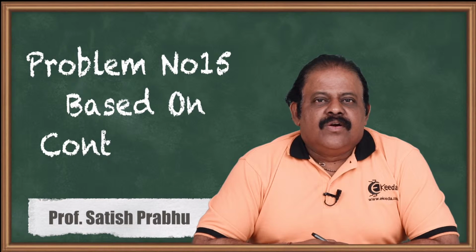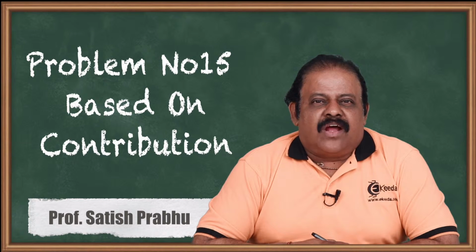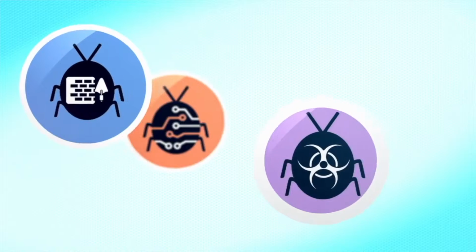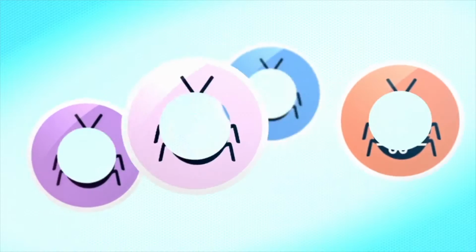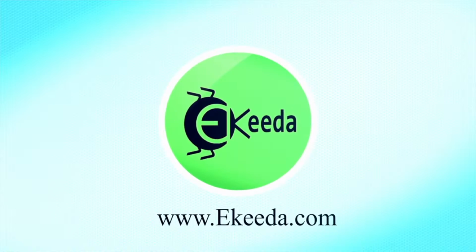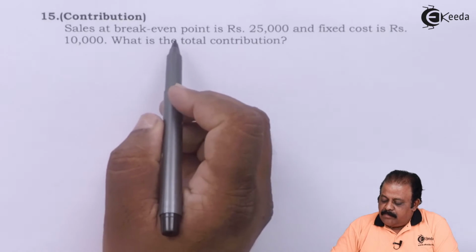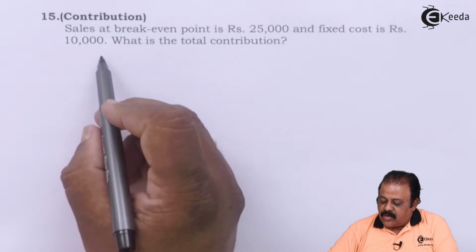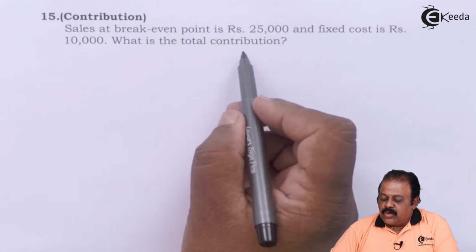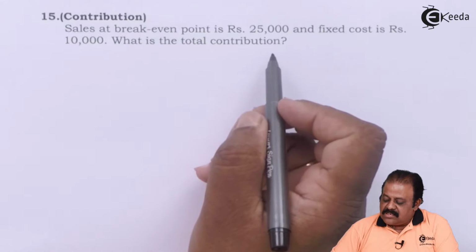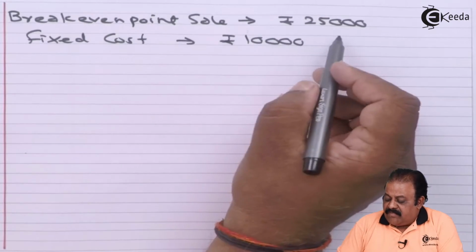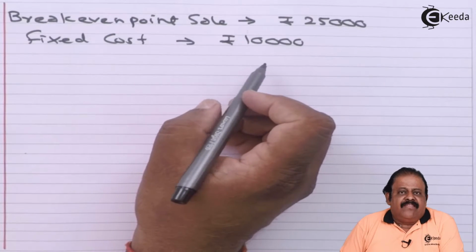Hello friends, today we'll be discussing one small question: how to find out contribution when some details are given in the question. Sales at break-even point is rupees 25,000 and fixed cost is rupees 10,000. What is the amount of total contribution? This is the question we have. So we have got information: break-even point sale 25,000 and fixed cost we have 10,000.